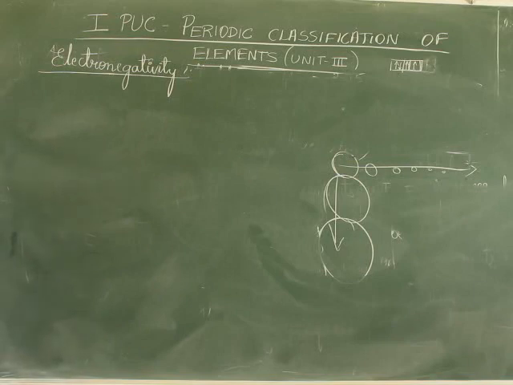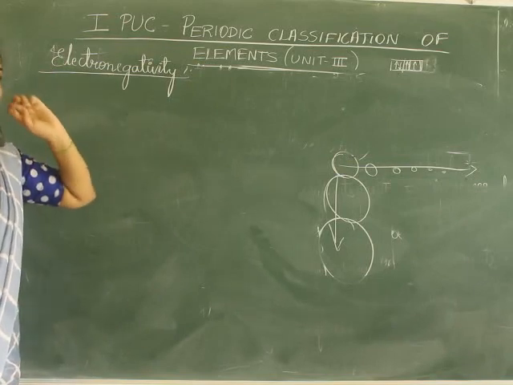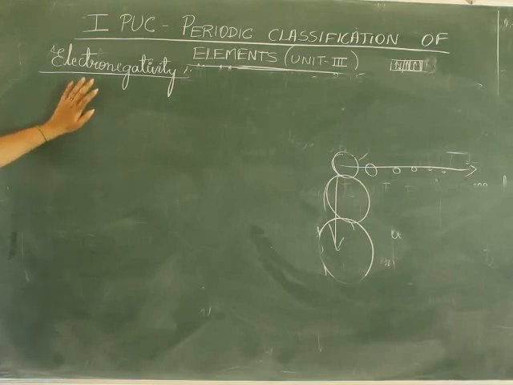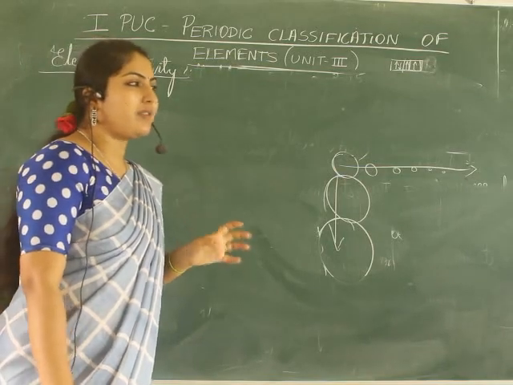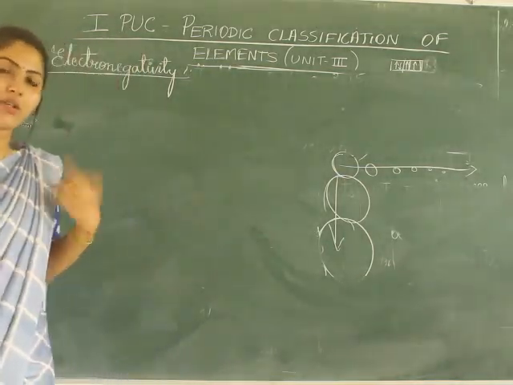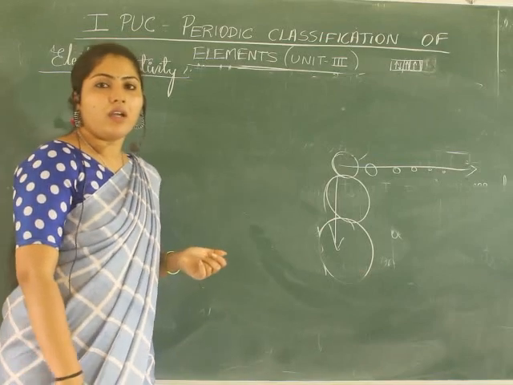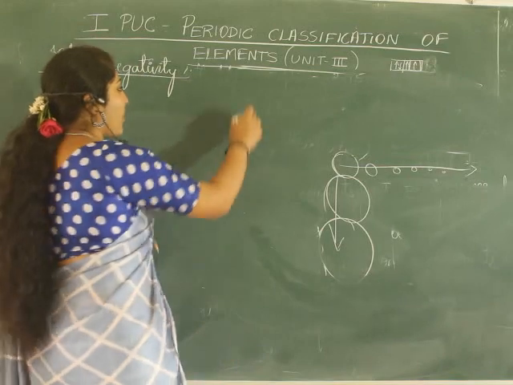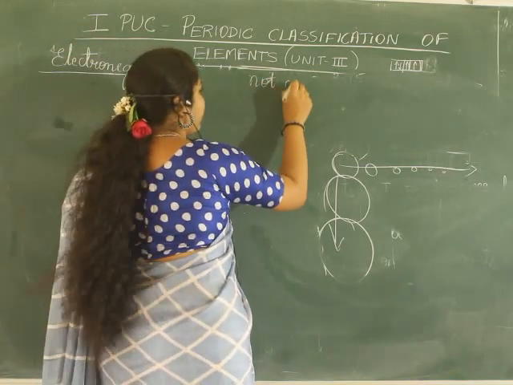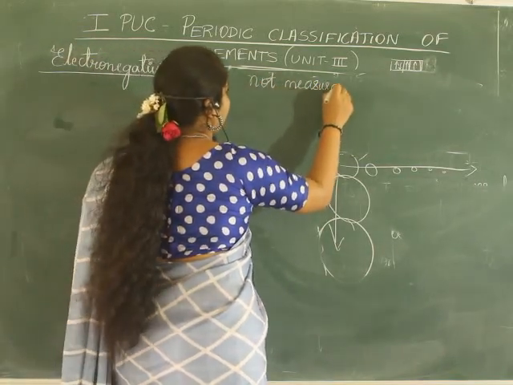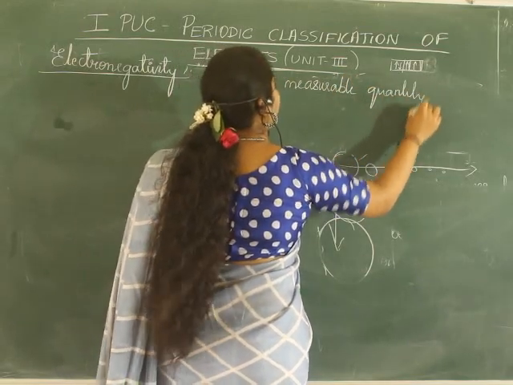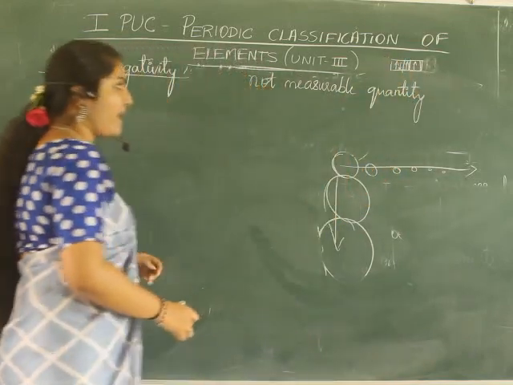Electronegativity. Now, electronegativity is a measure. It's actually not a measurable quantity like electron gain enthalpy. It's actually based on a scale. It's not a measurable quantity, but using some scales, it can be explained.